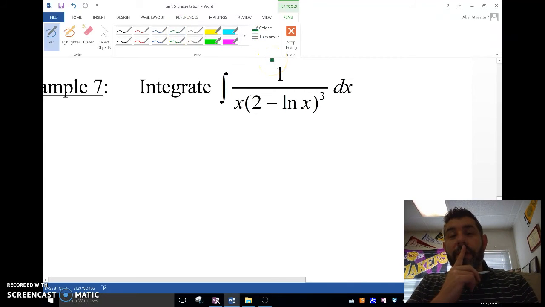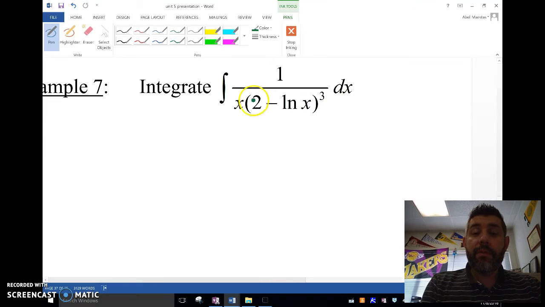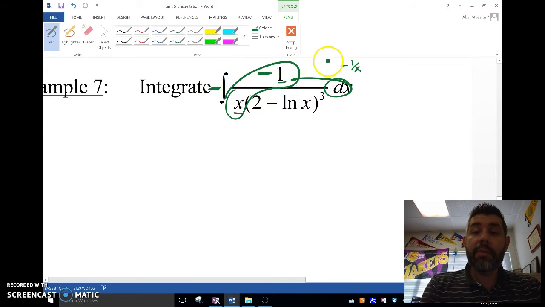So what am I going to do here? Well, this looks like a reverse chain rule. What's the derivative of 2 minus ln x? The derivative of 2 minus ln x is negative 1 over x. Well, look, I already have the 1 over x. I just need a negative here. So I'm going to put a negative there and a negative there, and then this right here becomes my hook.